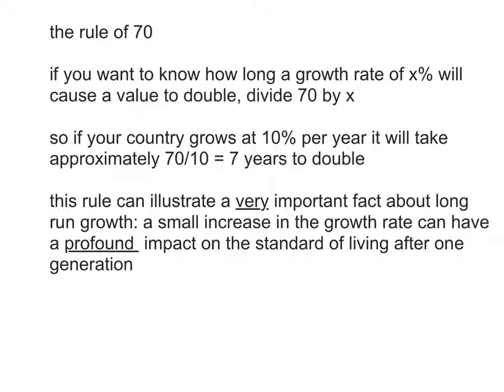And the reason why we like this rule of 70 is not because we need it to help us calculate stuff, but it's a simple way to illustrate a very important fact about long-run growth. This is the very important fact. It is that a small increase in the growth rate can have a profound impact on the standard of living after one generation. Got that? Even a small improvement in your country's growth rate, if it is maintained long enough, will cause a profound improvement in the standard of living.